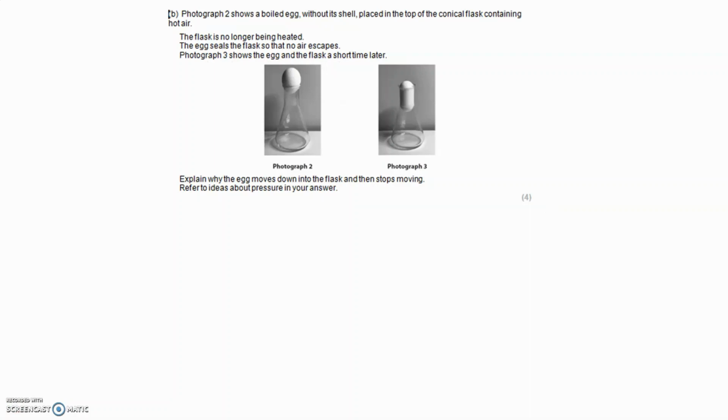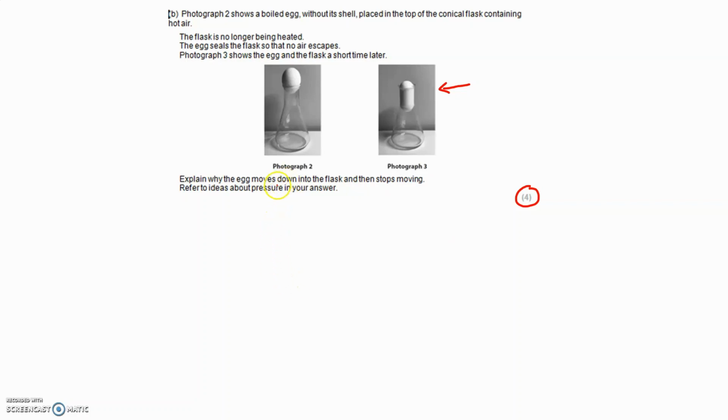So what have we got? Photograph 2 shows a boiled egg without its shell placed in the top of the conical flask containing hot air, and the flask is no longer being heated. It was heated before, but it is no longer being heated. The egg seals the flask so that no air escapes, and photograph 3 shows the egg a short time later. It looks like the egg has been sucked into the bottle. The question is: explain why the egg moves down the flask and then stops moving. Refer to ideas about pressure in your answer. They're giving you a bit of a clue there, and there are 4 marks for this question, and there are 2 points to answer here.